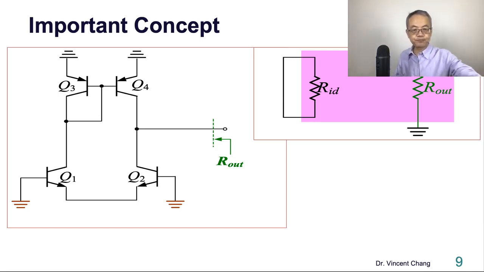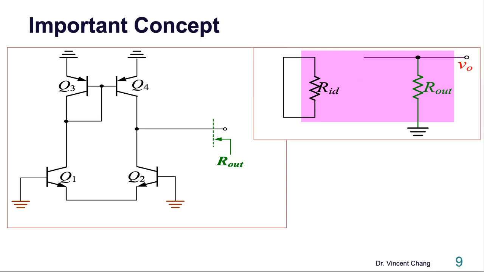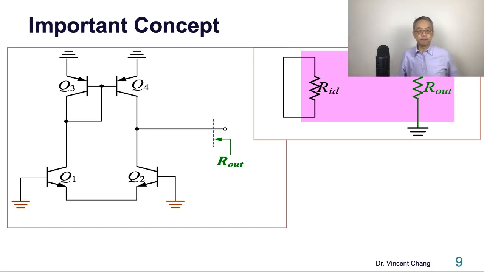Then the output terminal to ground, only one resistance is left. The only resistance left is called the output resistance. In other words, if you look at the left-hand side, now you see 4 transistors and ground: Q1, Q2, Q3, Q4. So we consolidate these 4 transistors into one single resistance. We're going to find out that one single resistance. That's the output resistance.